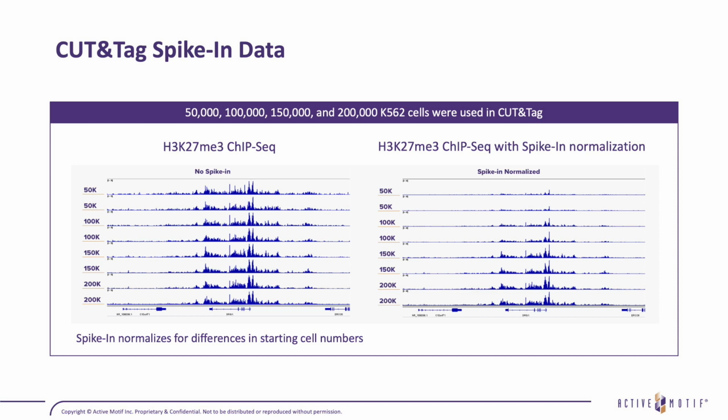Again, I just showed this data without spike-in normalization. If we do H3K27 trimethyl CUT&Tag, we don't see differences across the different cell numbers from 50,000 to 200,000. Once we apply the spike-in normalization, we now see a stepwise decrease in signal intensity as we lower the cells. So this shows us that the spike-in normalization actually does work for CUT&Tag.